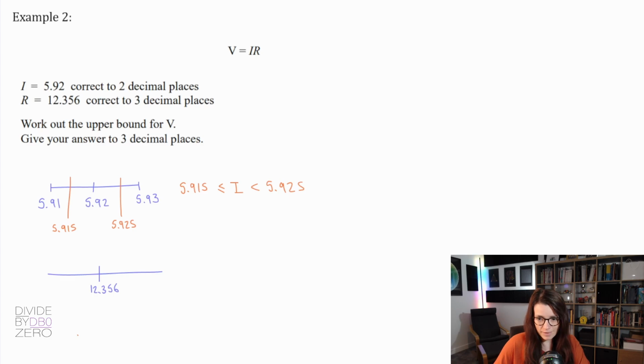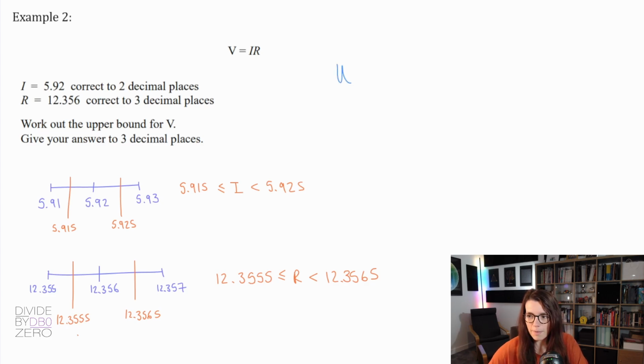12.356 in the middle. That's been rounded to 3 decimal places. So on this side, it's going to be 12.355, and on this side, 12.357. Split down the middle, 12.3555, 12.3565. If you wanted to write it as an error interval, you can, and it would look like this. Now we have all of the bounds, we just need to apply them to the particular question.